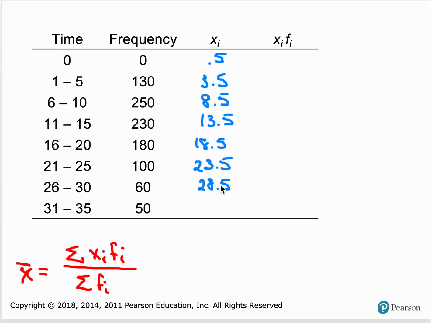Let's see, 56, 57, right? Okay, and so to find our last one, I know that my next class would start with 36, right? So 36 plus 31, 67 divided by 2. Okay, so we find the midpoint of each class, and then I multiply it times the frequency. So notice what happens here with this 0 value. It just kind of takes care of itself, right? Multiply now 130 times 3.5.